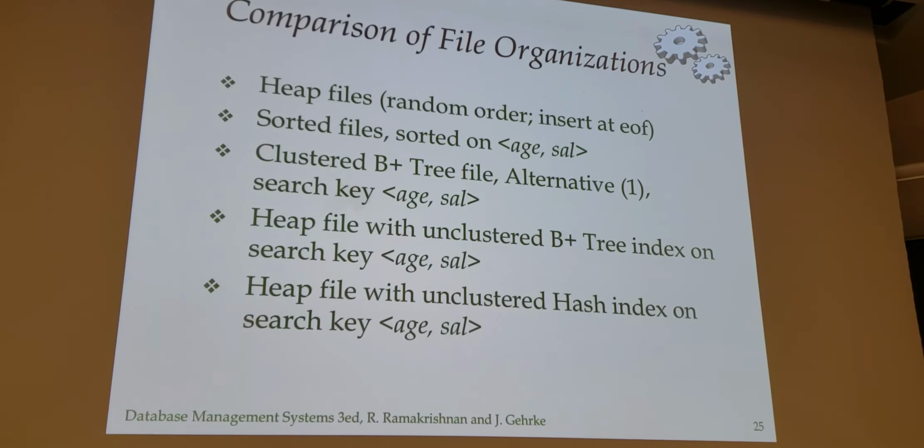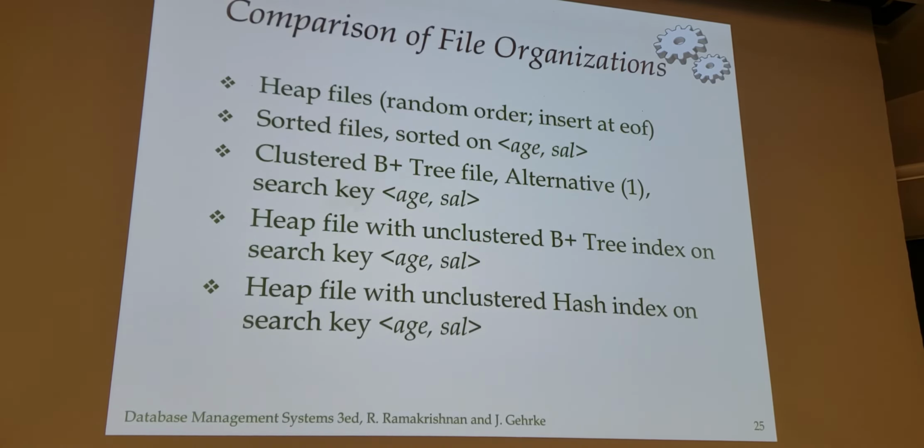So there are going to be 5 different organizations we're going to look at, and there are going to be 5 costs that we're going to analyze. So it's going to be a 5x5 matrix. What are the 5 organizations we're going to look at? The 5 that are listed on the slide. We're going to be looking at heap files in which you're just doing insertion at the end. We're just going to put things into the heap file in no particular order.